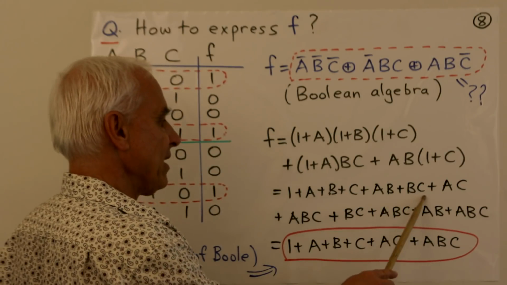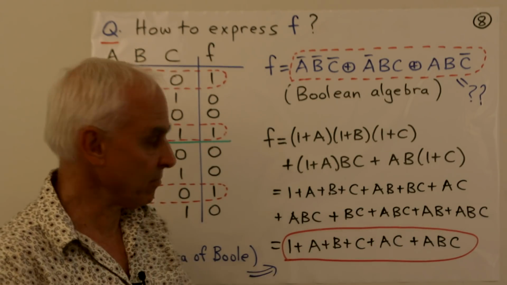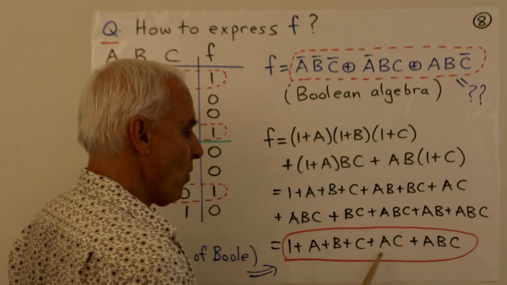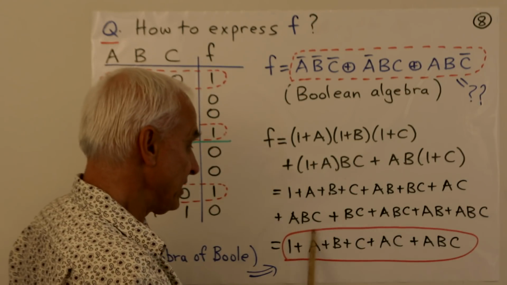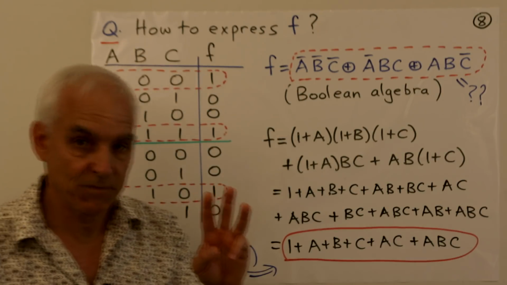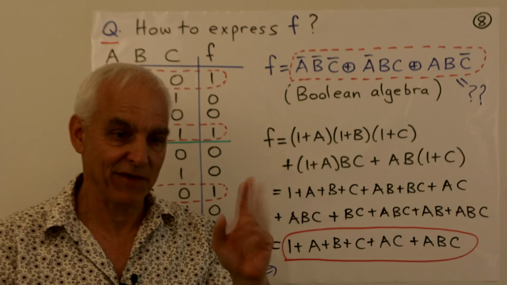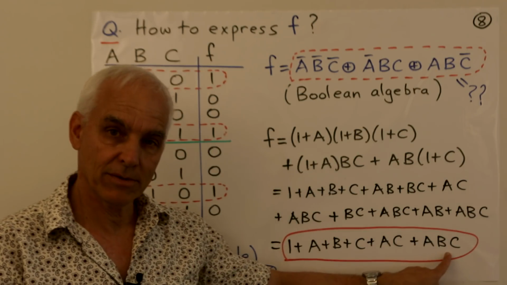What about BC? Do we have any more? Oh, there's another BC. There's 2 BCs. They disappear. What about AC? Well, there's only 1 of them, so it stays. And the last terms are the ABC. There's 1 there, there's 1 there, there's 1 there. So altogether there are 3 ABCs, but 3 times ABC is the same as 1 times ABC, because 2 times ABC is 0. So we just get plus ABC.